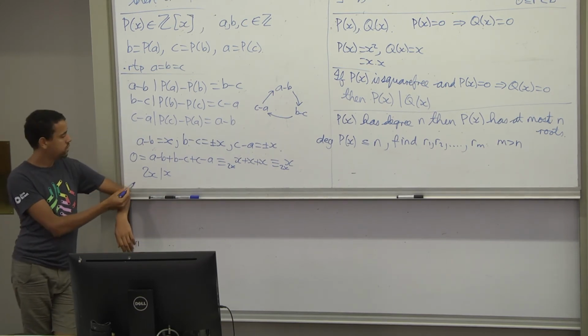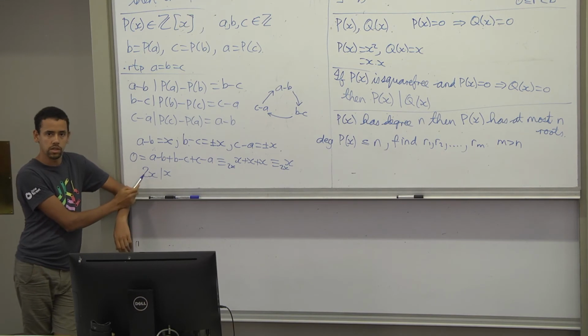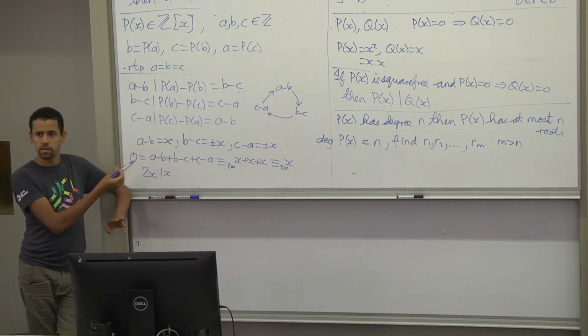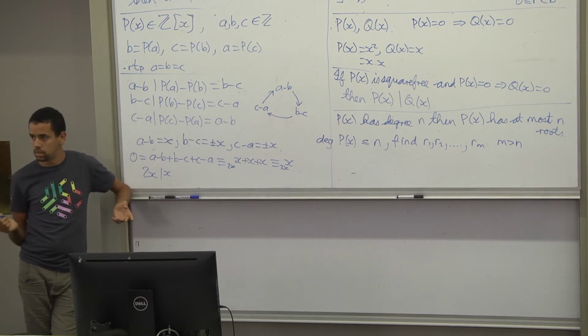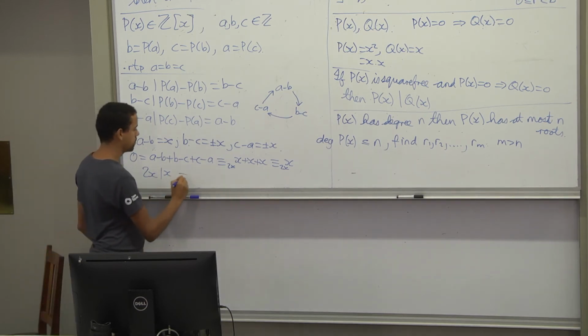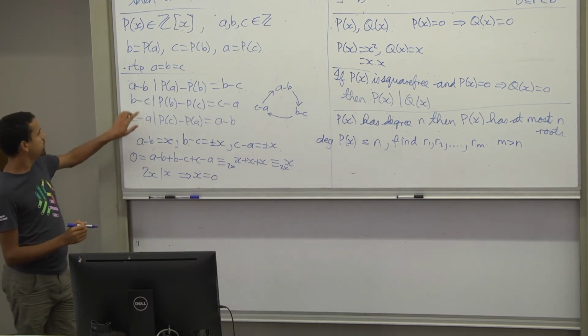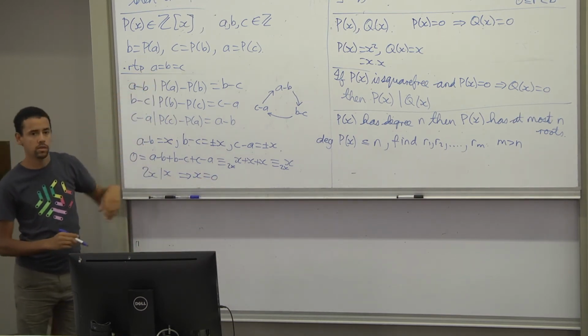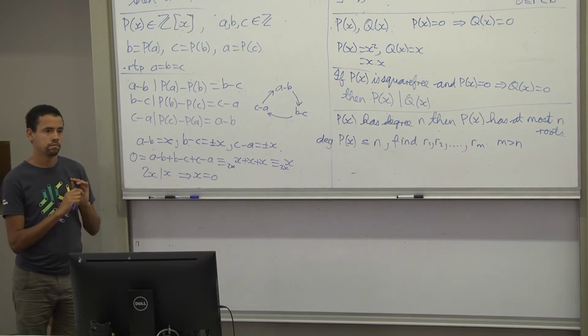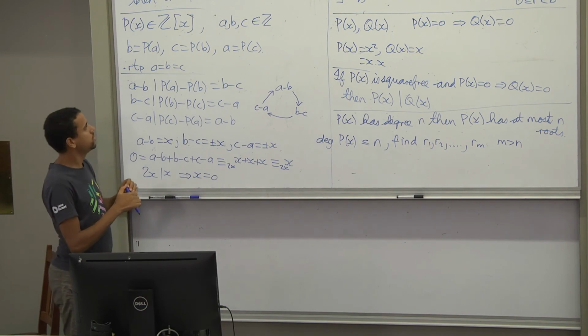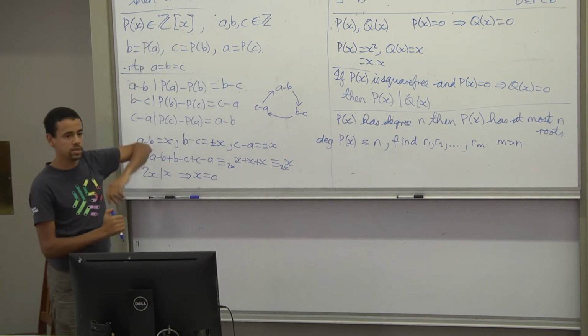If x is not zero, it's a non-zero integer, I can cancel on each side and I get 2 divides 1, which is not true. So x has to be 0. So all of these have to be 0, so A equals B equals C. So that's a classic example of using that property of integers.